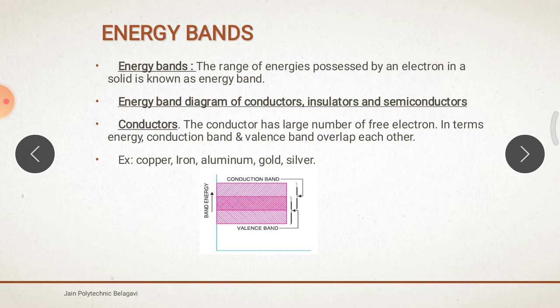In a conductor, there is a large number of free electrons. In terms of the energy band, the conduction band and the valence band overlap each other. See here, this is your valence band, next again the conduction band. This section is the overlapping section. So always remember, almost all conductors have a large number of free electrons, and the conduction band and the valence band overlap each other in conductors.